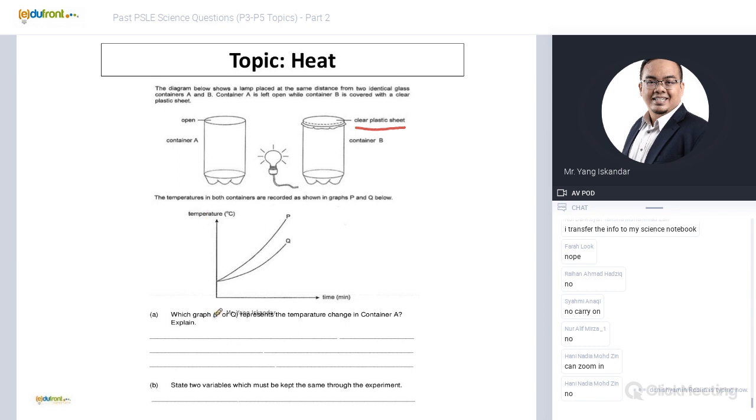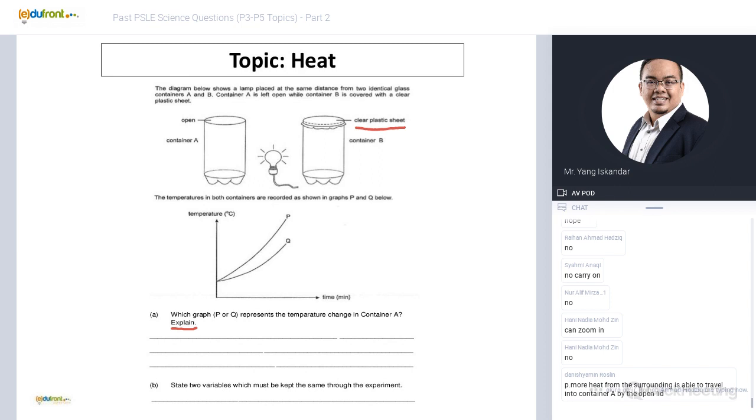So the question asks, which graph, P or Q, represents the temperature change in container A? And explain. Remember, when you see the word explain, you need to answer using scientific concepts. If you do not use any scientific concepts, then you will definitely get 0, even though your first part is correct. Can you type in the answer in the chat function? Okay, Danish Amin, you say the answer is P. I'll wait for a few more answers.